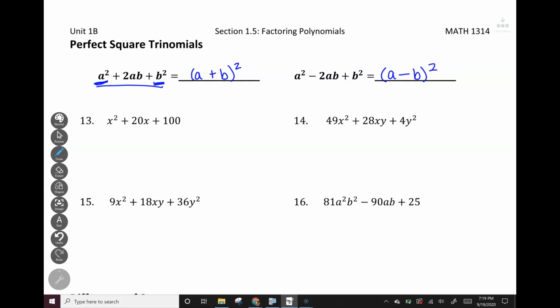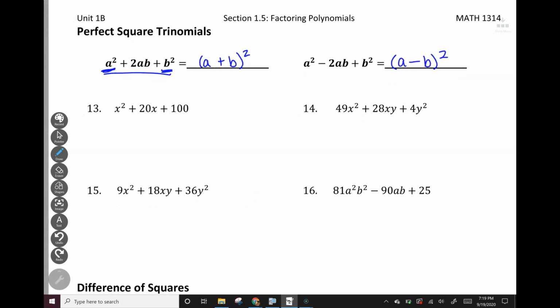And if you didn't notice that this pattern was happening, it would be okay. You would end up getting these factors at the end if you did everything correctly. So that's fine. But it is nice and easy if you do notice the pattern, it will make your life easier as far as factoring these types of polynomials. So number 13.